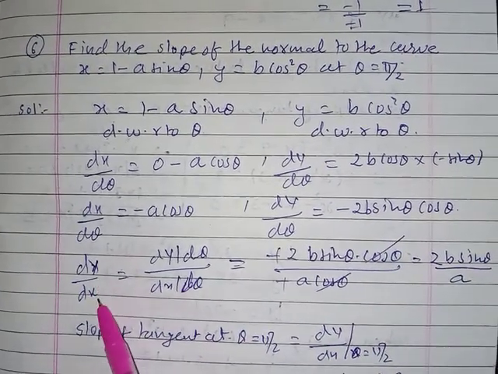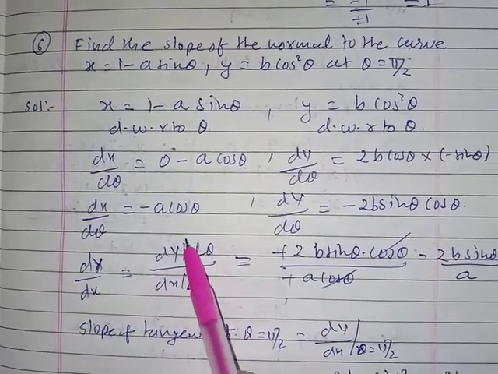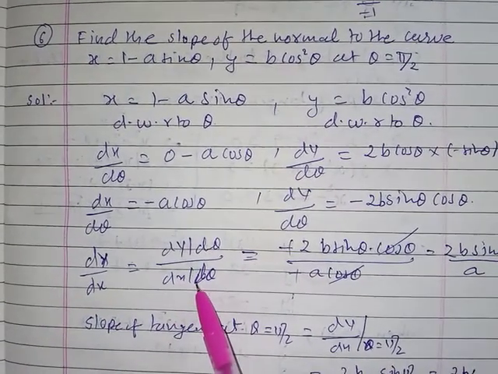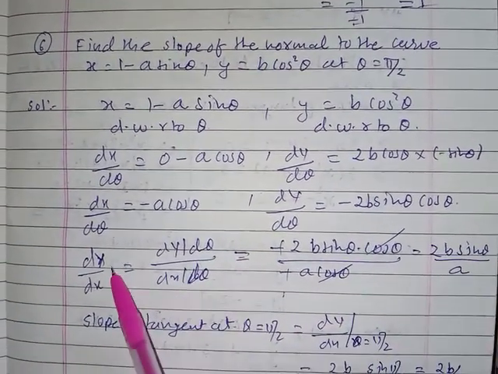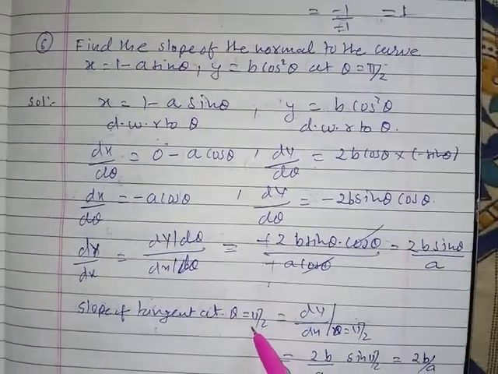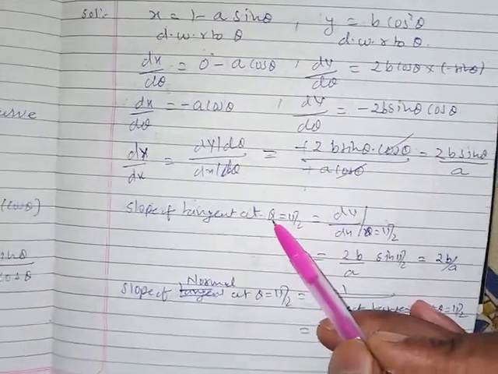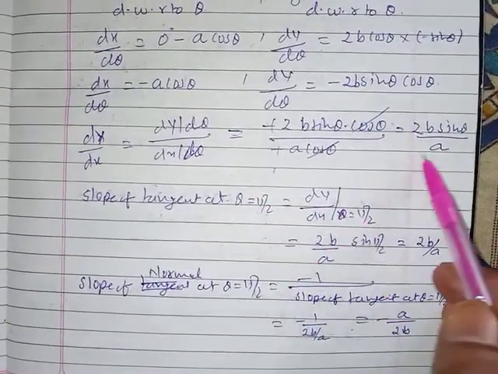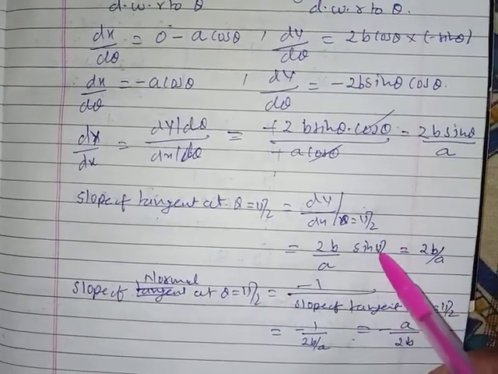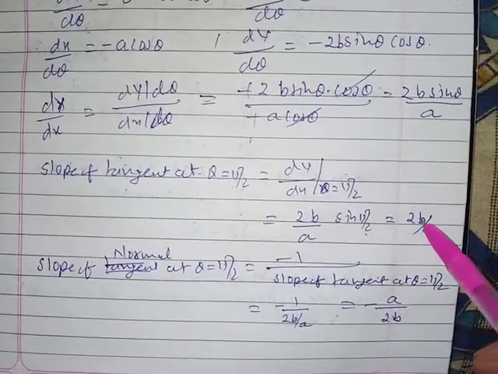So dy by dx is dy by d theta upon dx by d theta. If you simplify, you will get this value. Now the slope of a tangent you find at theta is equal to pi by 2. So substitute here theta pi by 2. Sin pi by 2 is 1. So it becomes 2b upon a.